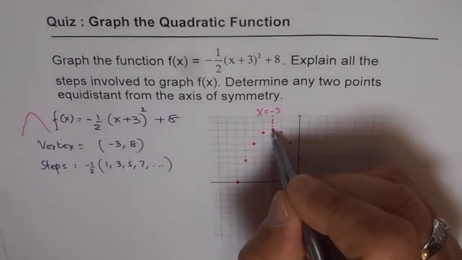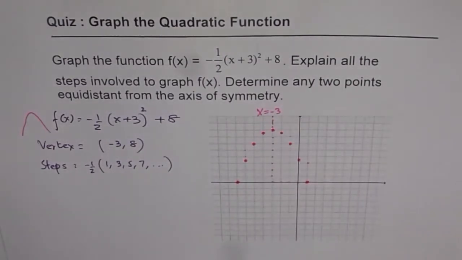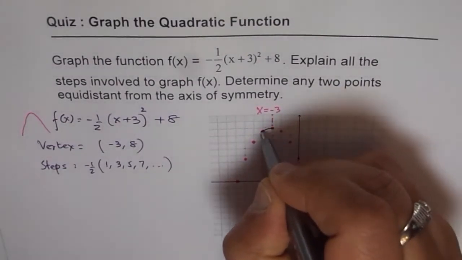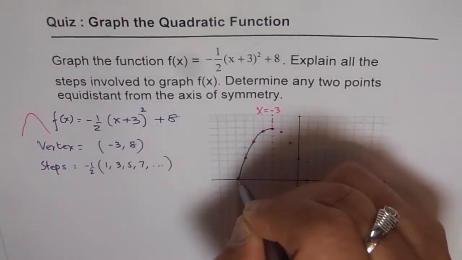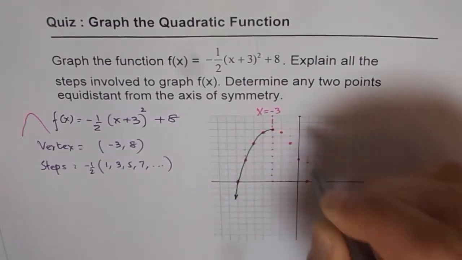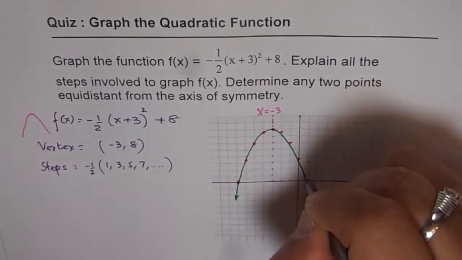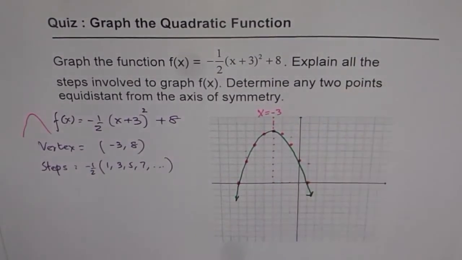And then you just need to connect these points. So let me use another ink to connect it. Okay, so we just connect these points. Don't forget to make an arrow at the end, since these are very few points which you consider, and the domain is all real numbers. When we say domain is all real numbers, we are actually connecting them up. So that is how we do it.